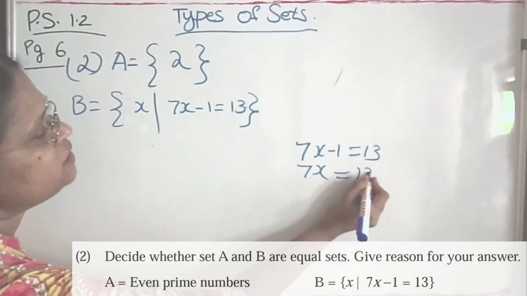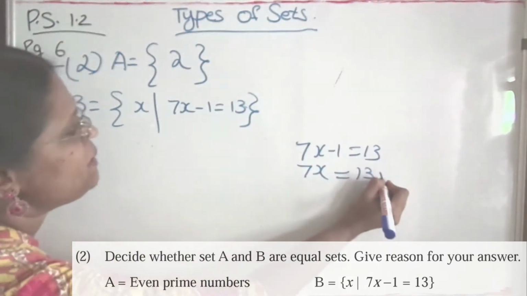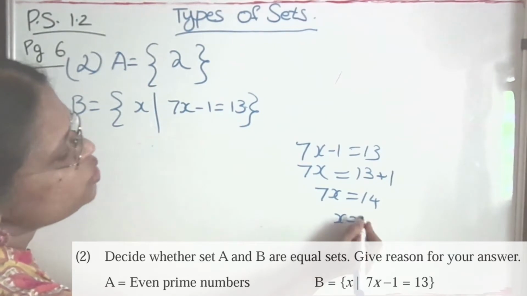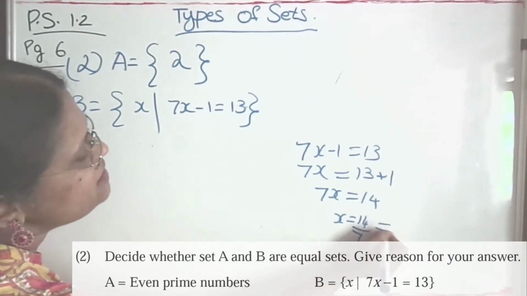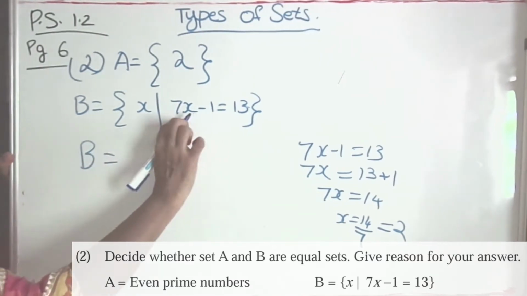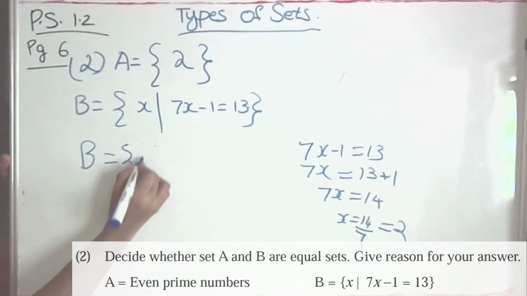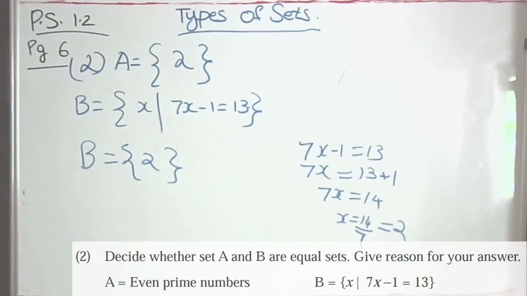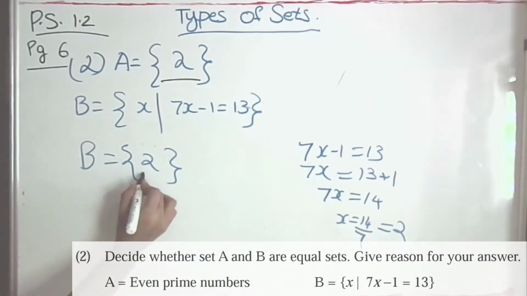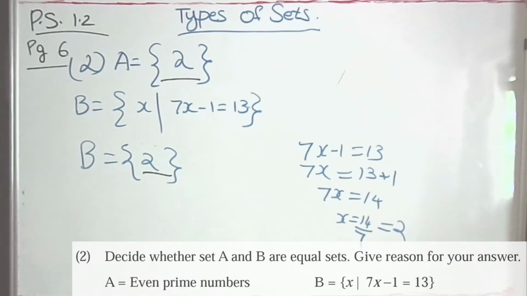7x is equal to 13 plus 1, when you take the 1 across, it becomes plus 1. 7x is equal to 14. So x is equal to 14 upon 7. How much is that? 2. So B contains x, where x is the solution of this equation. So B is having 2. Now, let us go to A and B. A contains element 2, B contains element 2. What can you say about A and B? Correct, they are equal sets.